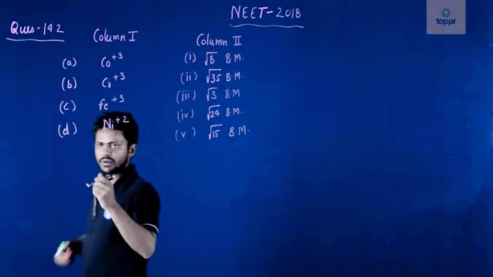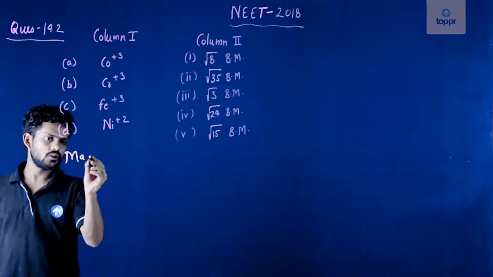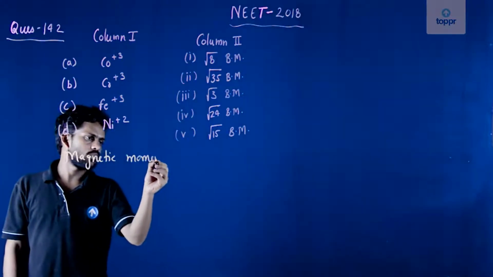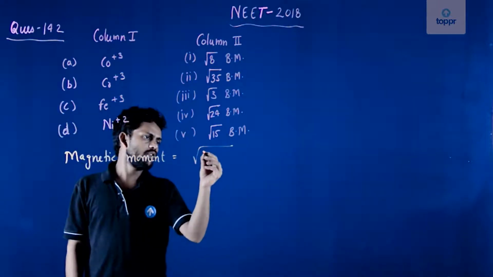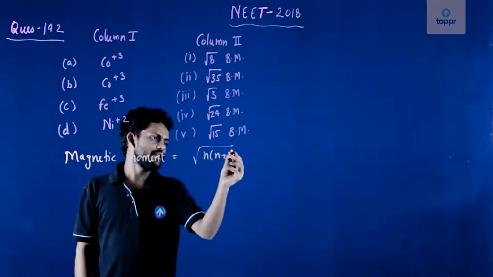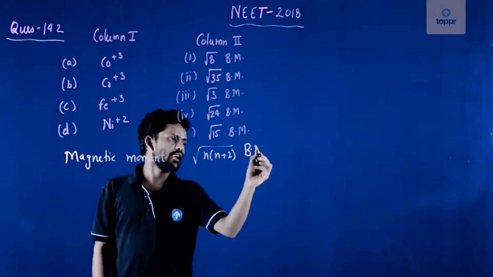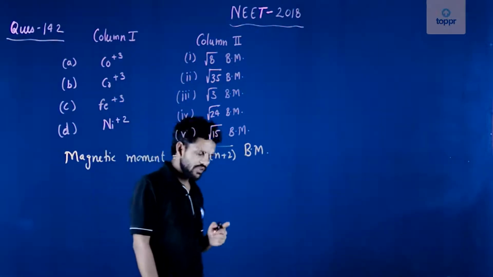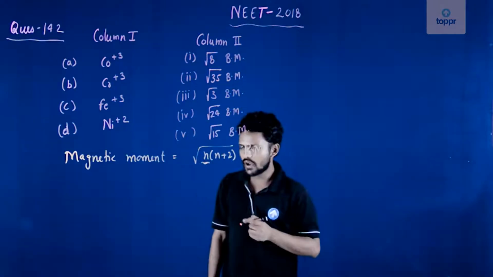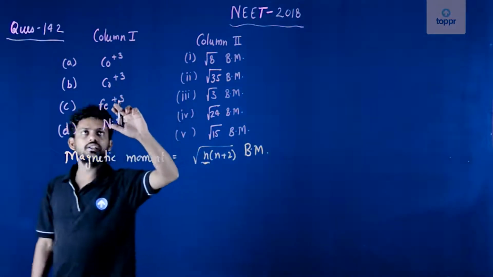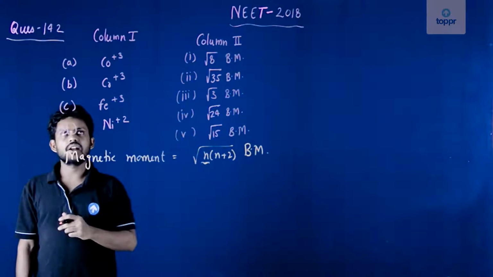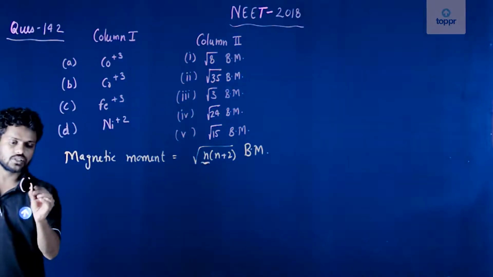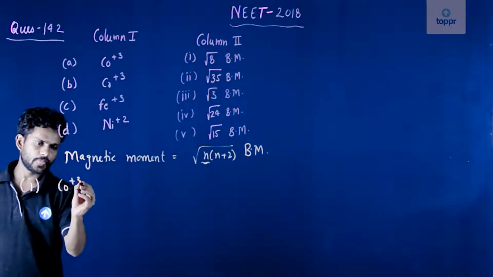And we know that magnetic moment is nothing but under root n into n plus 2 Bohr's magneton, where n is the number of unpaired electrons. So what we need to do is, we need to find out the number of unpaired electrons in each of these metal ions. So let's start with the first, which is cobalt plus 3.